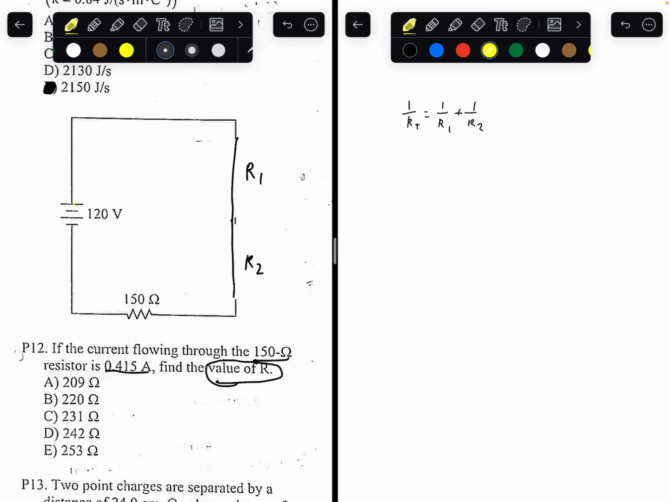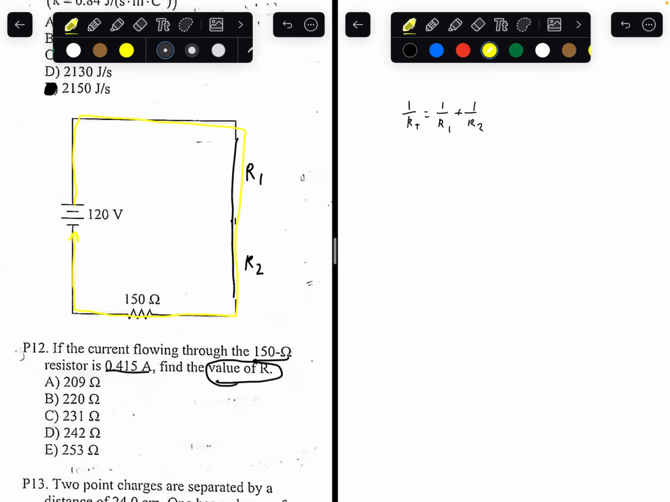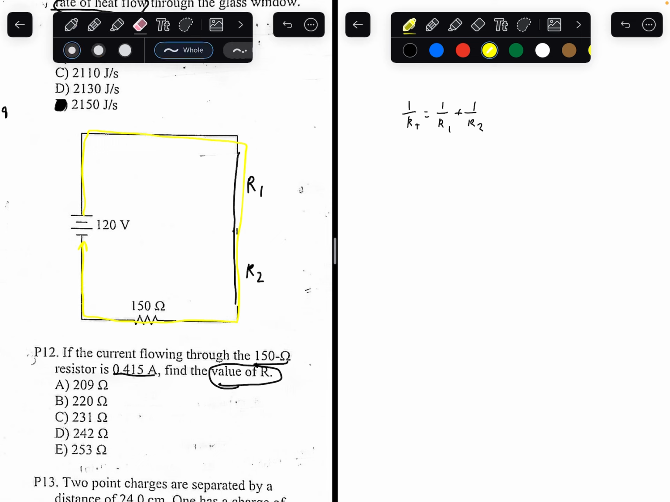With this in mind, you realize that all three of these resistors are in one line, so it's going to be a series circuit. We know that the current flowing through 150 ohms is 0.415. In a series circuit, the current flowing through all the resistors is the same. That means the current flowing through resistor 2 is 0.415 amps, the current flowing through resistor 1 is 0.415 amps, and the current that just left the battery is 0.415 amps.